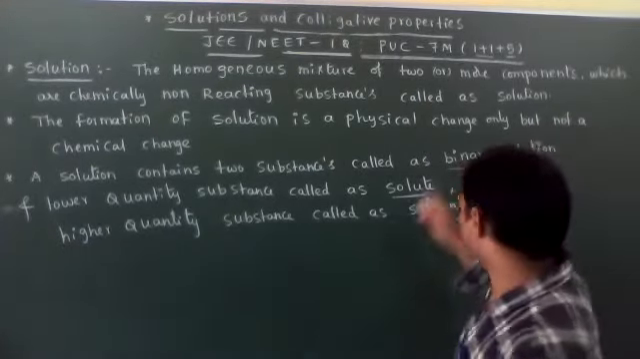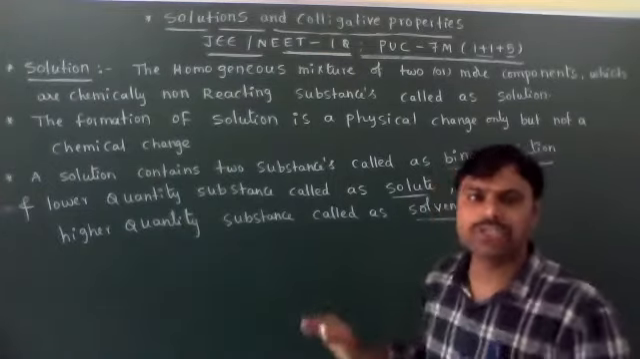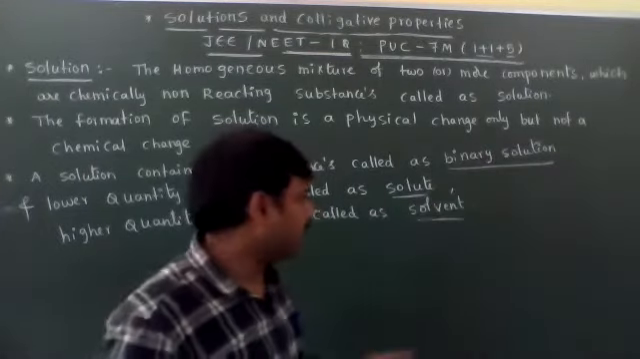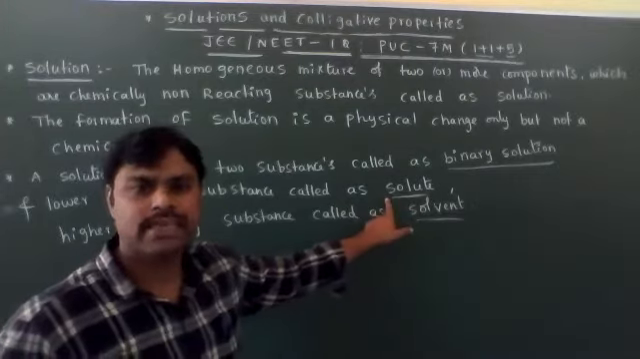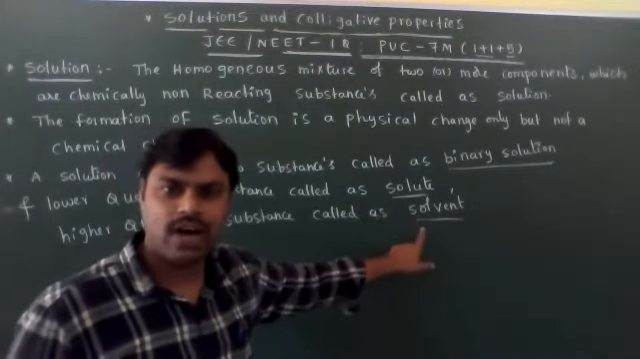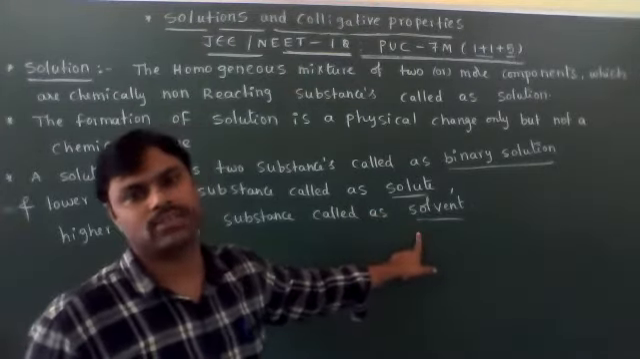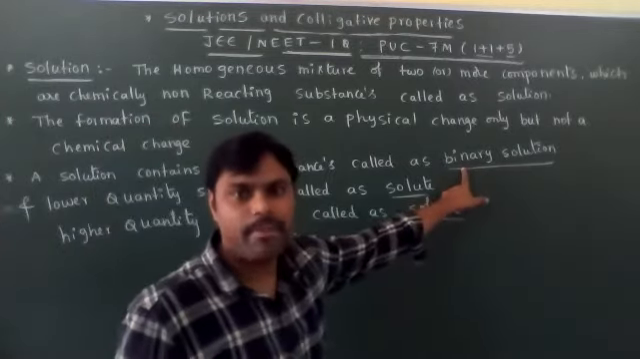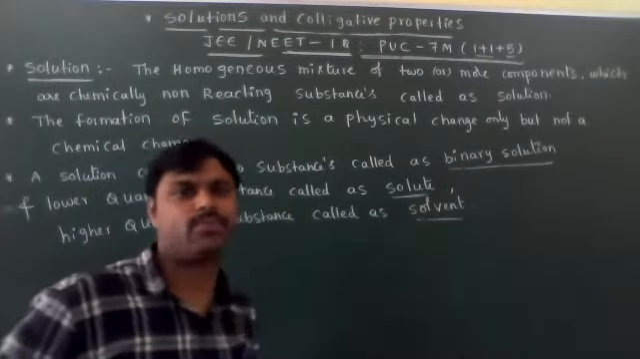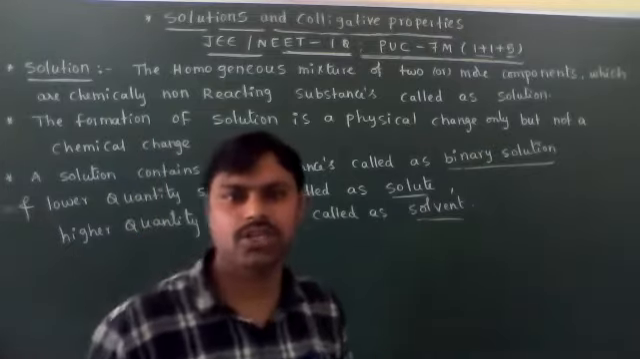Okay, students, so the binary solution contains two components, called the solute and the solvent. The solute is the lower quantity and the solvent is the higher quantity. That kind of solution is called a binary solution. Now we'll discuss the types of binary solutions.